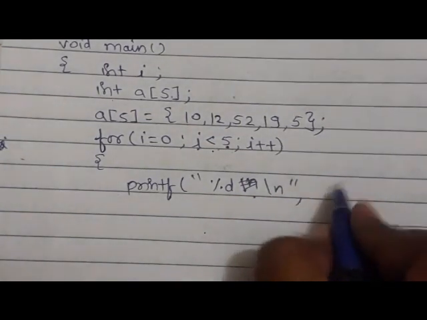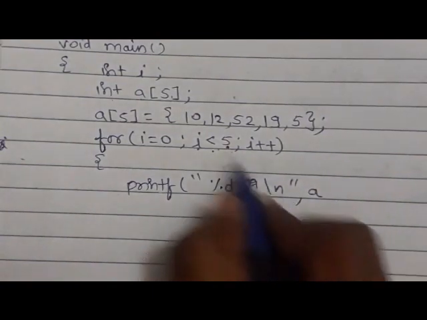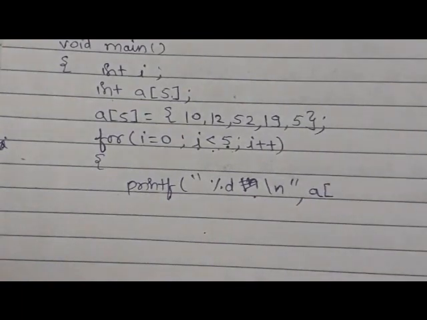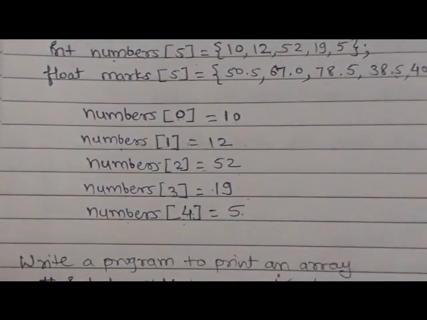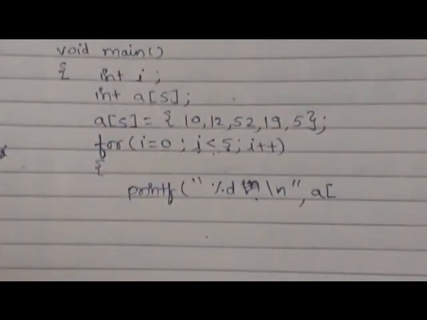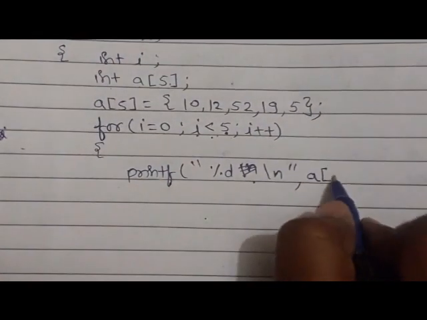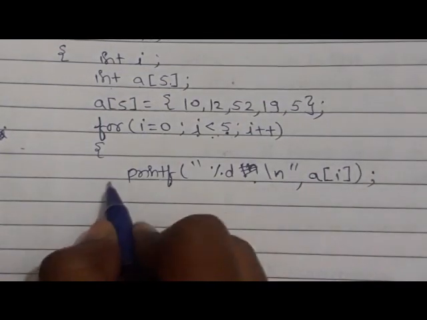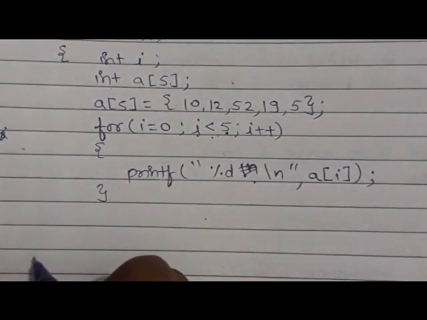Then which value do we have to print? We have to print the value of the array. Every time, the value of I changes from 0 to 4. So therefore we write here I, so a of I, bracket close, semicolon. So the for loop is closed over here.